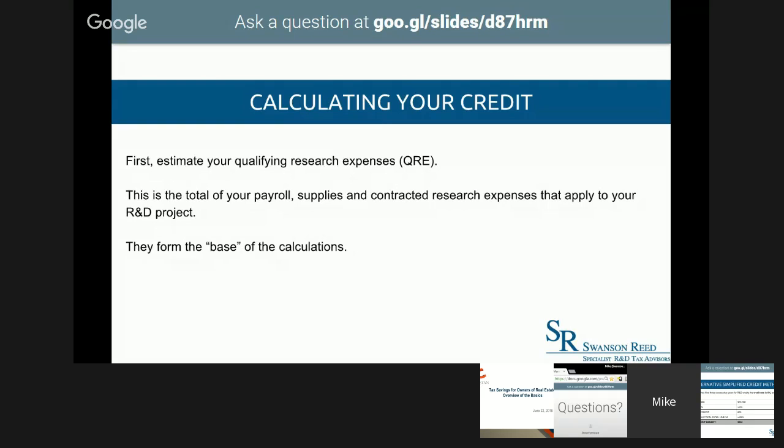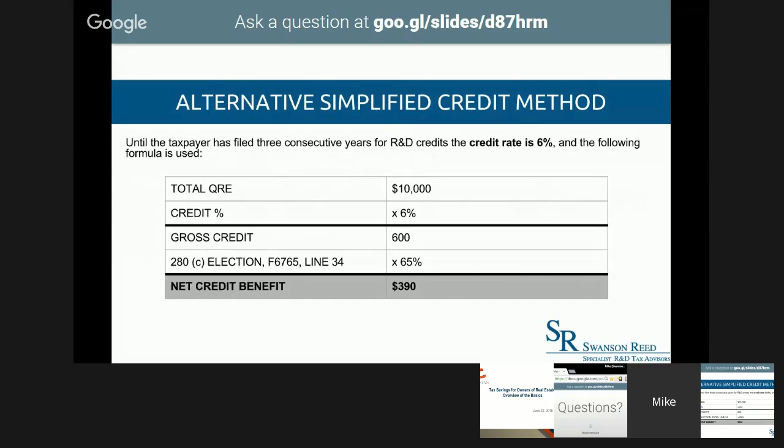Now, the first 3 years that you attempt to make your claim, you use a very simple method. We total up your total QRE. In the case on this slide here, this example on the slide, it's $10,000. The IRS uses a 6% rate. You can see that on IRS Form 6765. They apply a 6% rate of that to determine your gross credit. Then there is a thing called a 280C election. You can see on this slide, it's on IRS Form 6765, line 34.